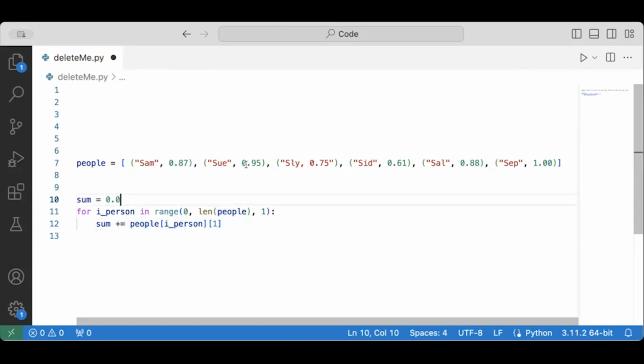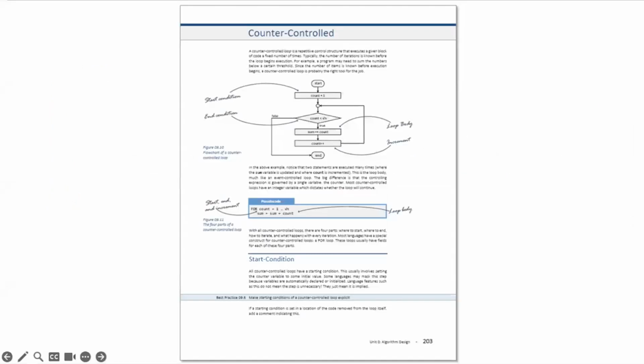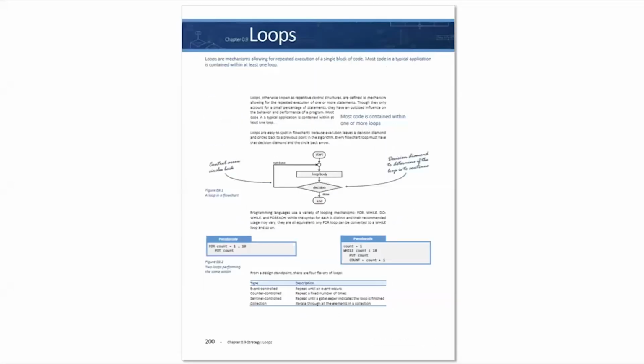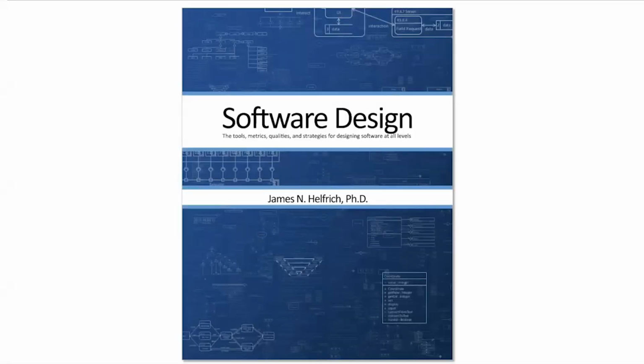And this is particularly important. What am I going to do when I want to only sum up a subset? Then I'm going to go from index 1 to index 3, and that'll be Sue and Sly, or to 4, Sue, Sly, and Sid. And in this case, I can make modifications to just one part of the program without having to look anywhere else. And this makes the code far more maintainable. Counter control loops should always be a for loop. You can learn more about counter control loops in the counter controlled section of the loop chapter of the software design textbook.